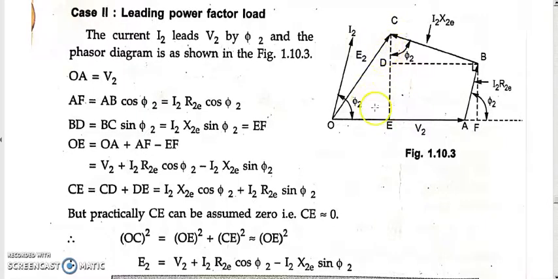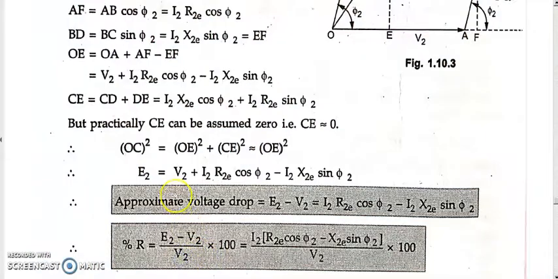So if alpha gets 0, then what happens? CE will be equal to 0. So CE I can ignore to 0. So OC will be equal to OE. Technically, OE will become E2. So that's why you can see we have replaced here OC by E2. Or you can write down OC as OE. Square gets cancelled. So what finally remains here is E2.